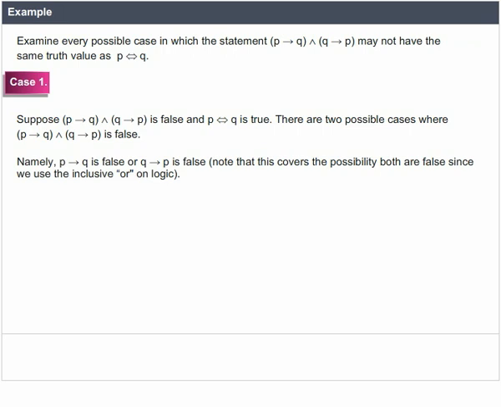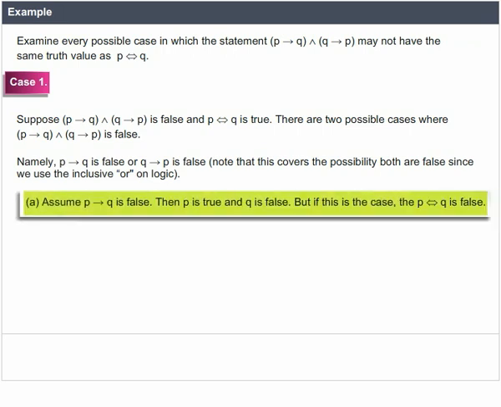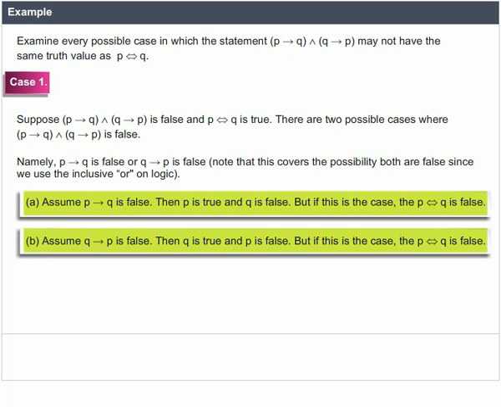A. Assume P implies Q is false, then P is true and Q is false. But if this is the case, then P if and only if Q is false. B. Assume Q implies P is false, then Q is true and P is false. But if this is the case, then P if and only if Q is false.